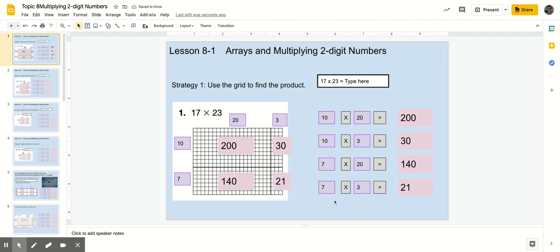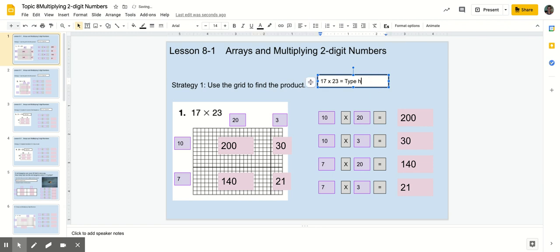Okay, now our next and final step is to add all of our partial products together. Okay, so if I added 200 plus 140, that is equal to 340. If I add 30 and 21, that gets me 51. Then I would add again 340 plus 51, and I get a product of 391. So I would type that right up here.